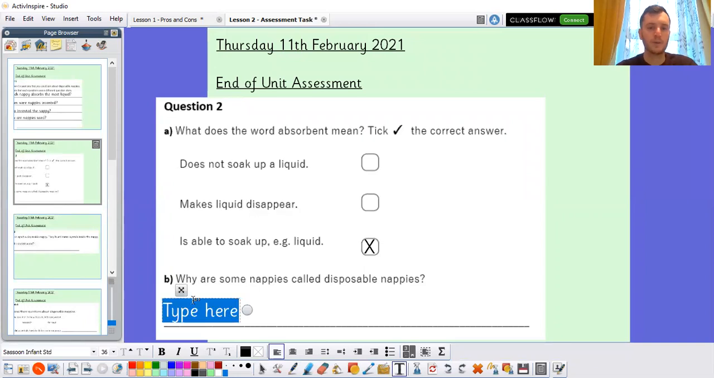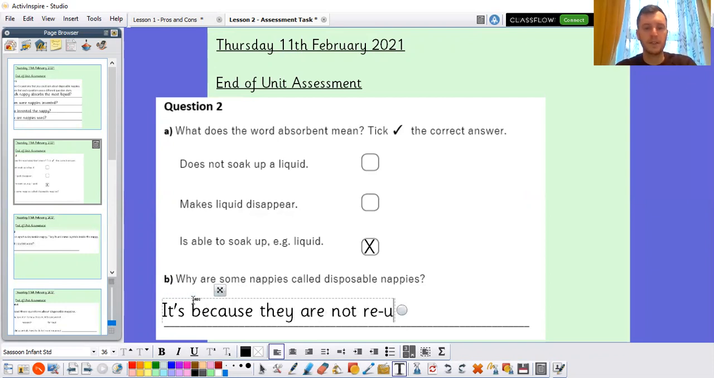And why are some nappies called disposable nappies? It's because they are not reused. They don't get reused, they get thrown away. So as long as you had something similar, that is great.